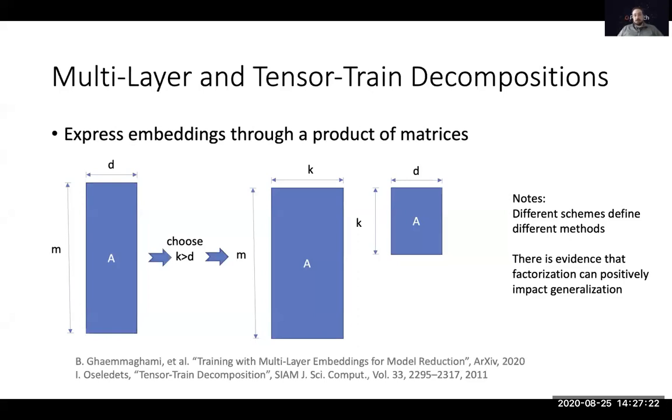Another paper from 2011 discusses tensor decompositions, which can also be used to express embeddings or elements of embeddings as a product of tensors with different dimensions, and is also related to these techniques that we talked about. Of course, these techniques can also be combined together, or applied together with quantization, and we encourage you to experiment with them.